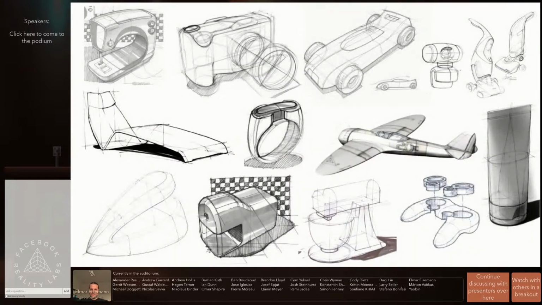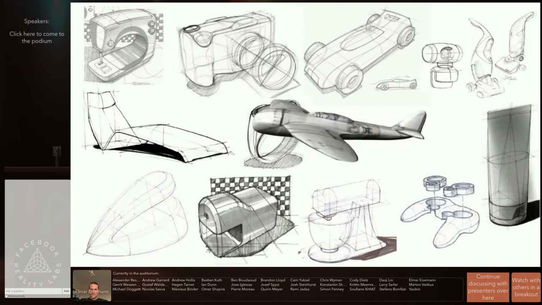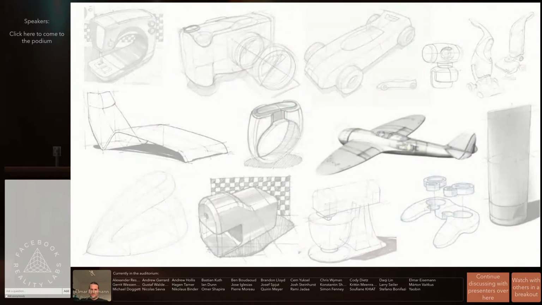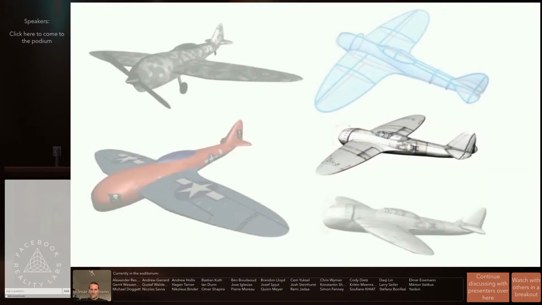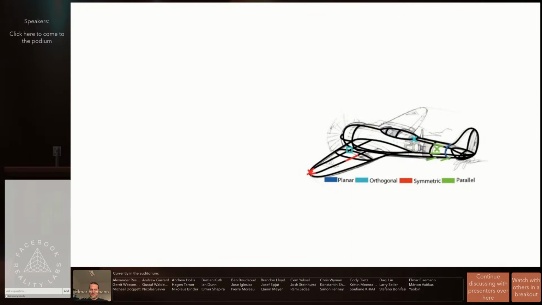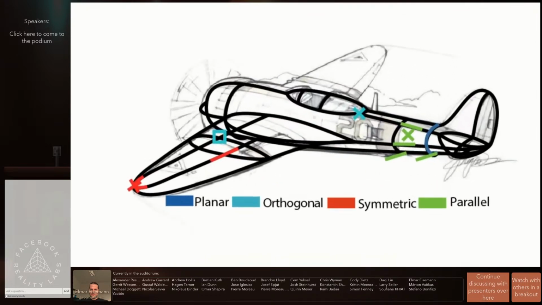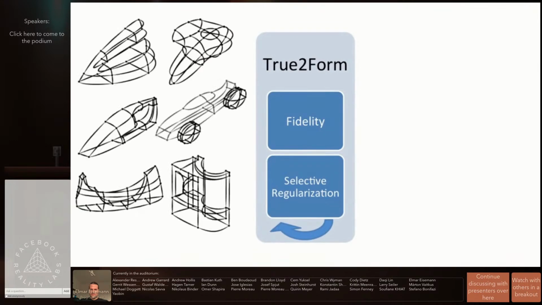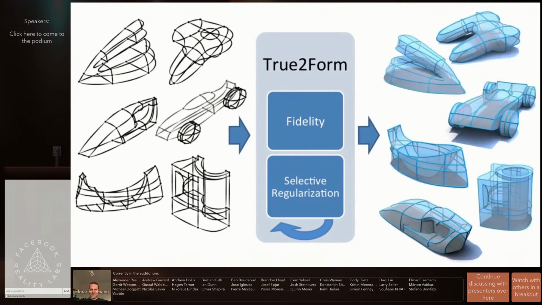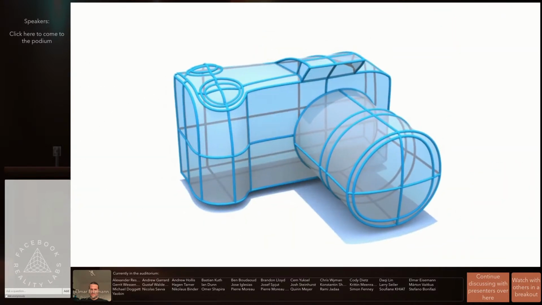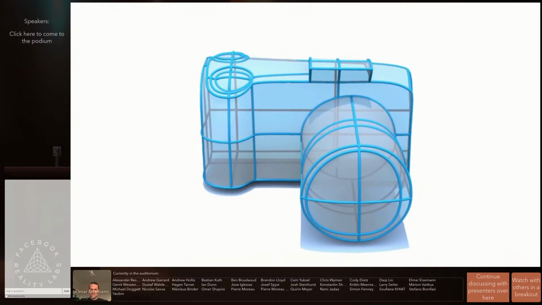True to Form is a conceptual modeling tool that applies design and perception principles to lift 2D sketches off the page into user-intended 3D shapes. We exploit descriptive curves that designers strategically sketch to convey 3D information. Selectively detecting the right set of sketch properties to enforce is what makes our approach click.